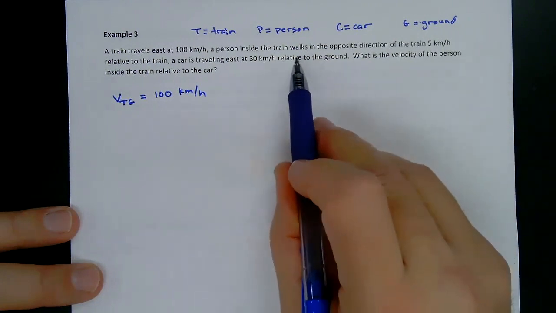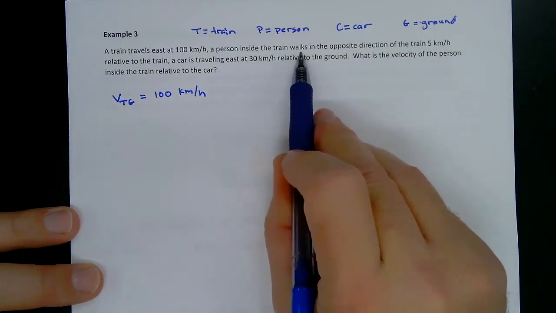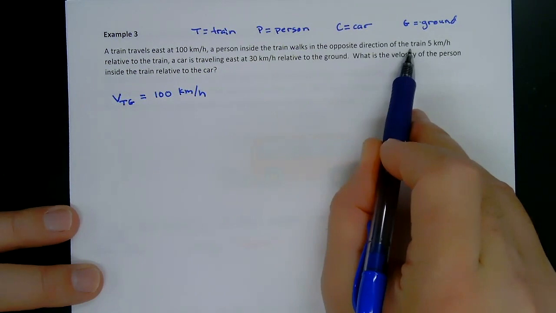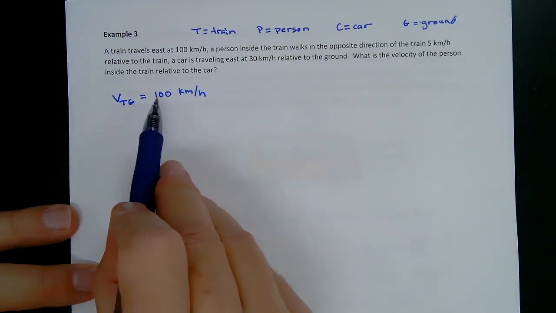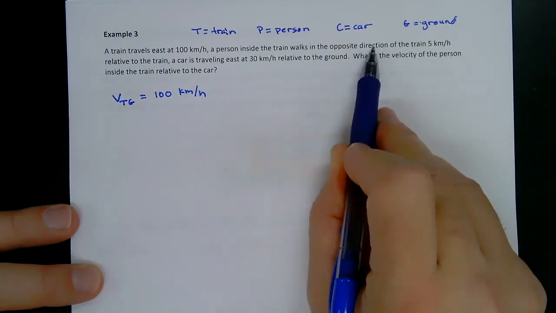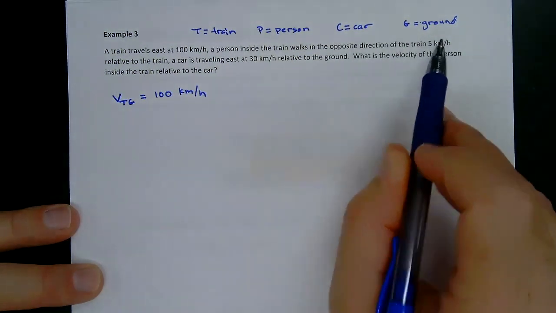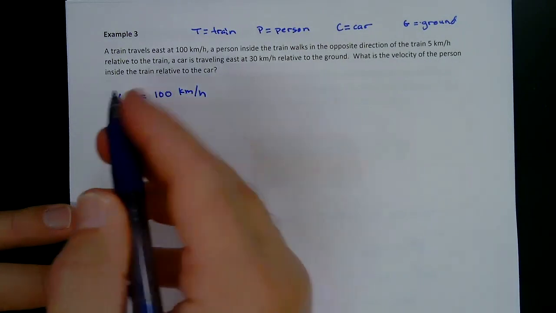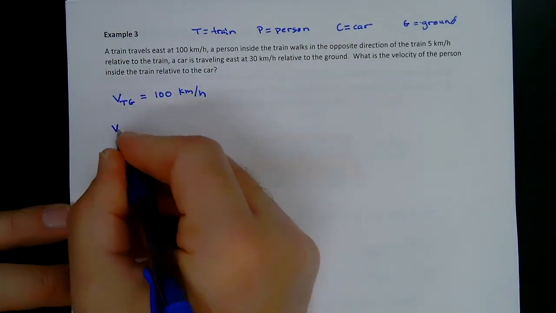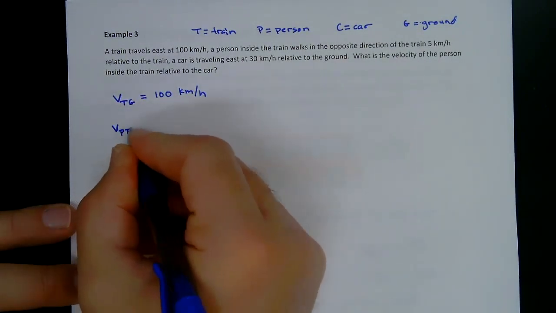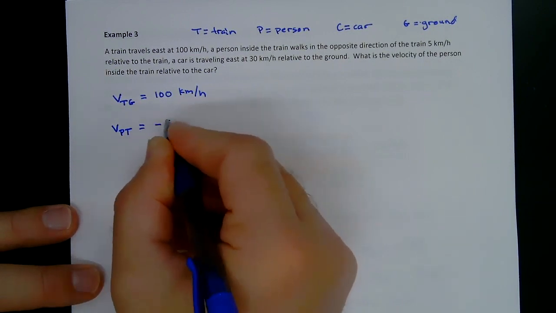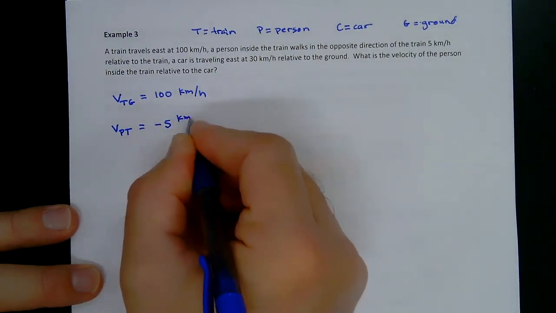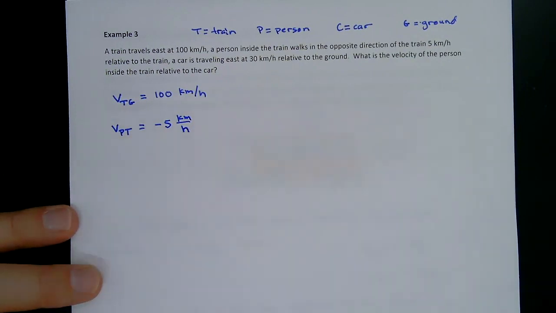We know the person inside the train walks in the opposite direction of the train. So if the velocity of the train's positive, if they're going in the opposite direction, this is going to have to be negative, okay? So that's the velocity of the person relative to the train. So that's V sub PT. And we know that's negative 5 kilometers per hour.